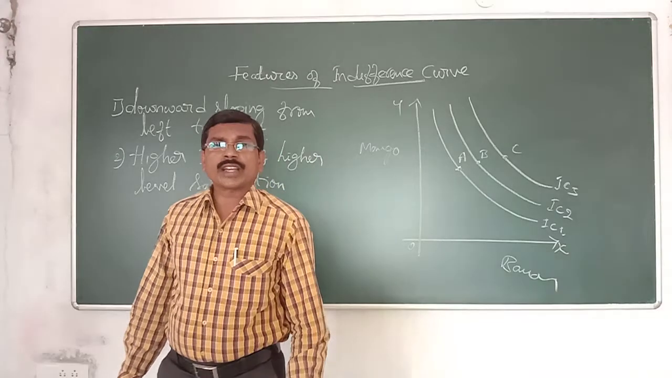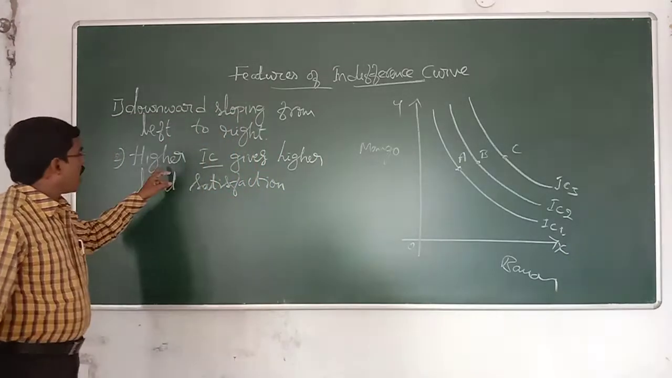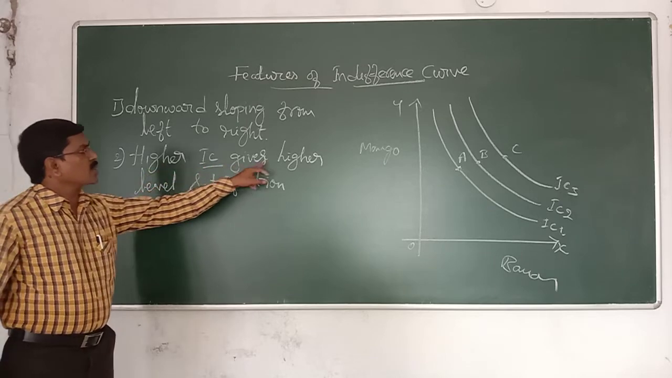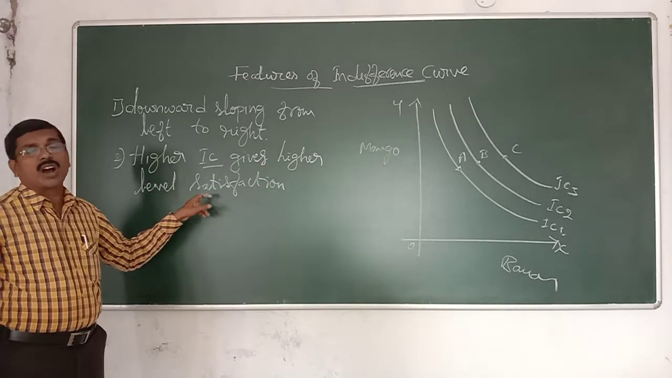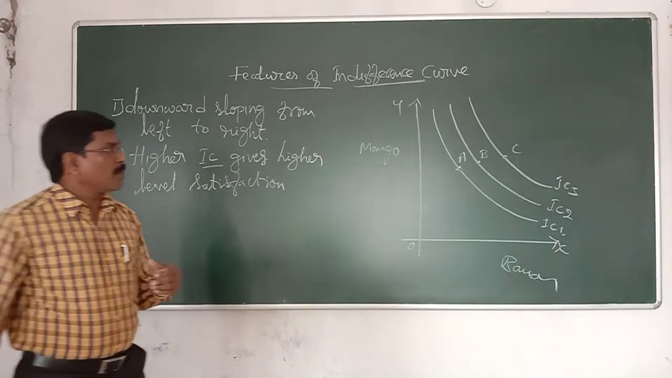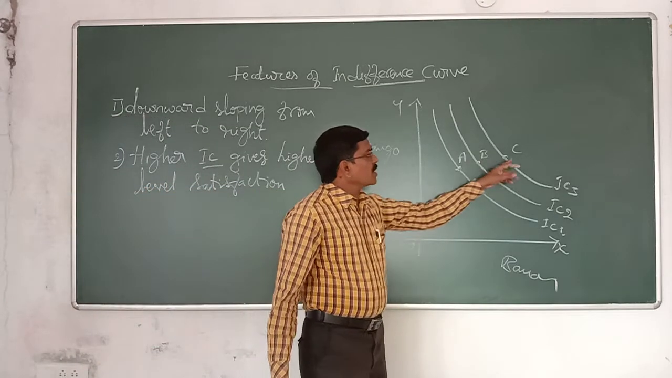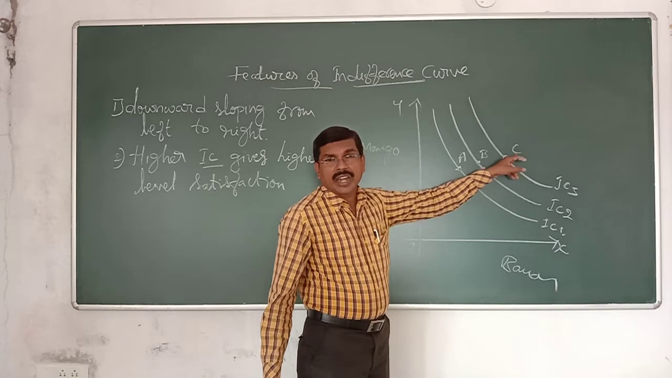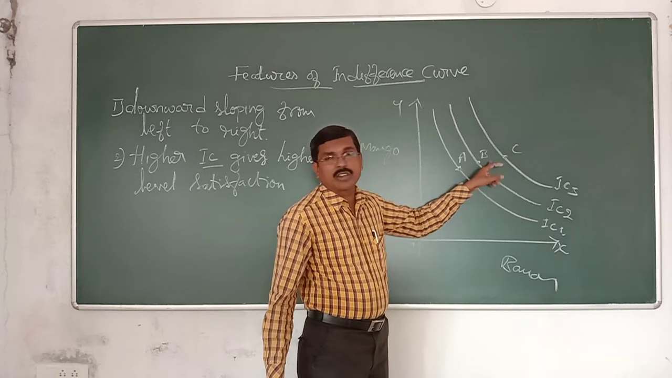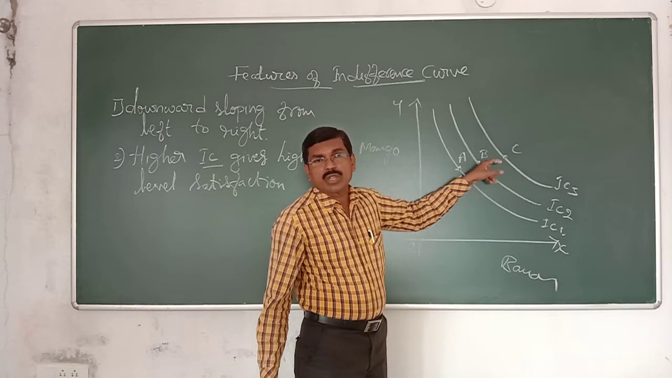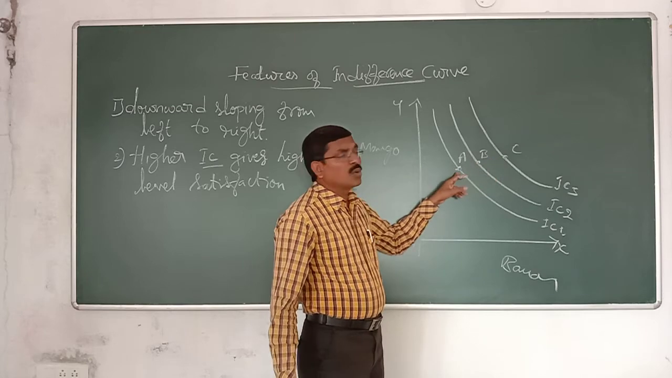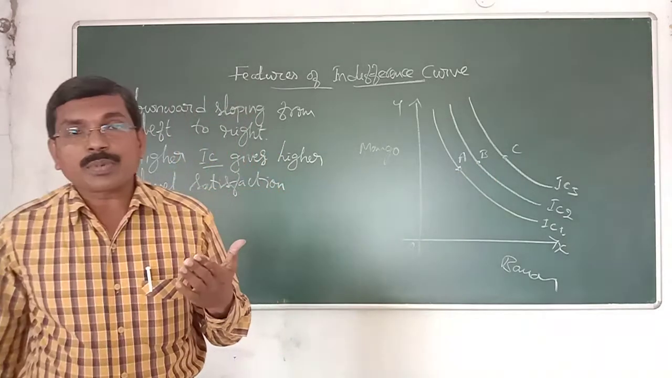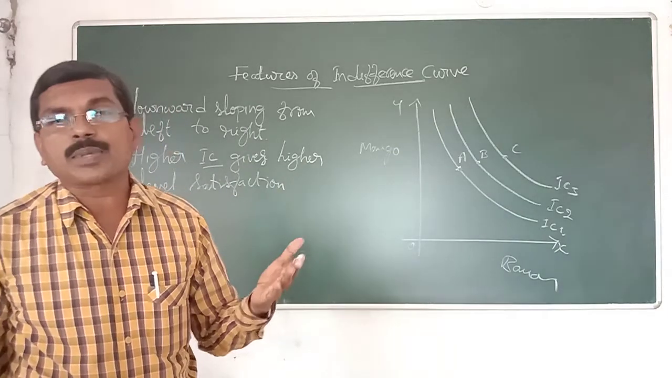This diagram says that a higher indifference curve gives a higher level of satisfaction or utility. For example, the C combination gives a greater level of satisfaction than the B combination, and the B combination gives a greater level of satisfaction than the A combination. So a higher indifference curve gives a higher level of satisfaction.